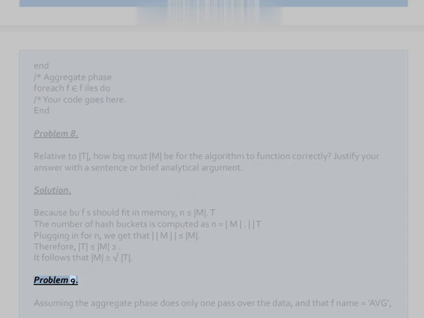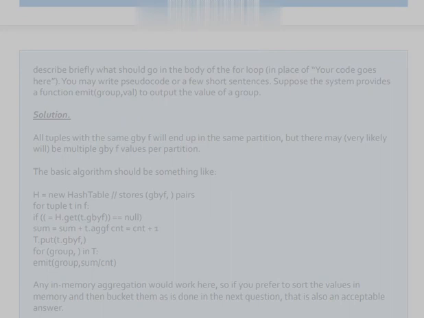Problem 9. Assuming the aggregate phase does only one pass over the data, and that F name equals AVG, describe briefly what should go in the body of the for loop, in place of your code goes here. You may write pseudocode or a few short sentences. Suppose the system provides a function emit(group, val) to output the value of a group.